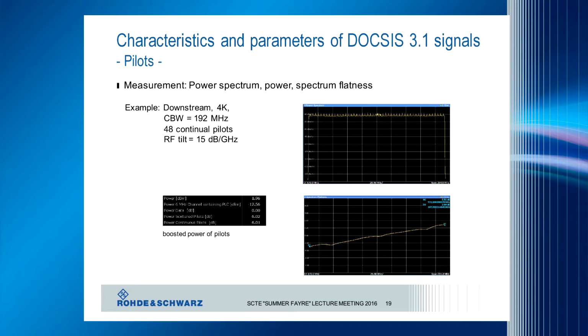And here in addition, we also have some measurement information about the signals in detail. You can see the power of the data carriers is the reference with 0 dB, and the power of scattered pilots and continual pilots is increased by about 6 dB. So it means here you can directly measure the quality of the modulator.